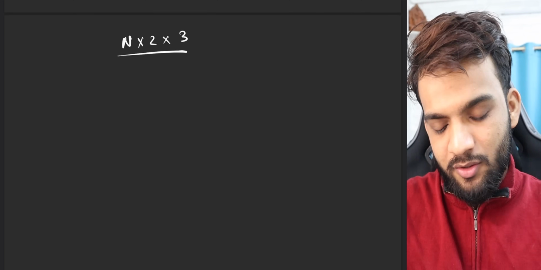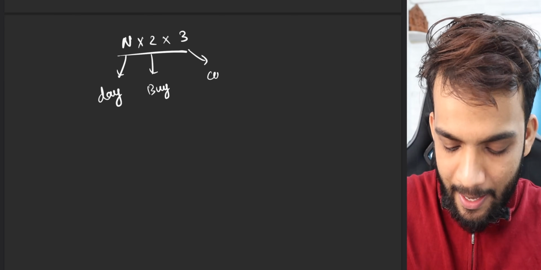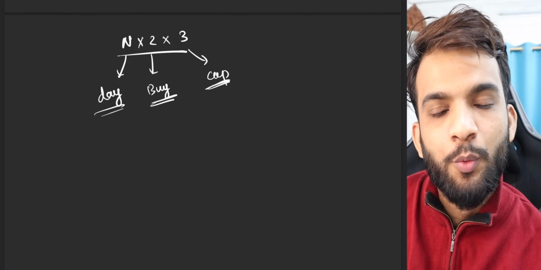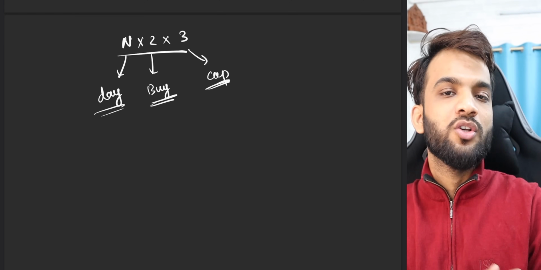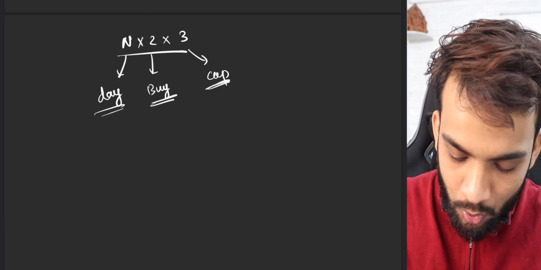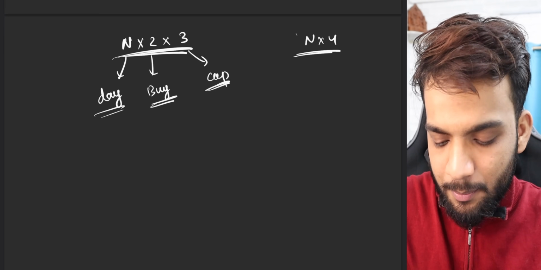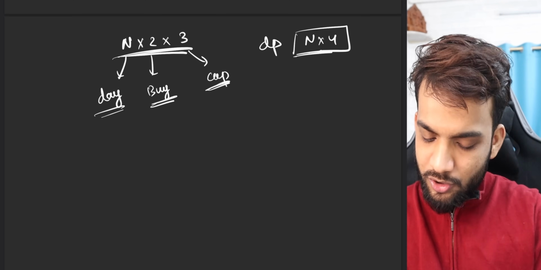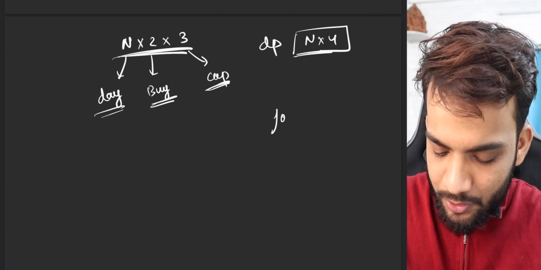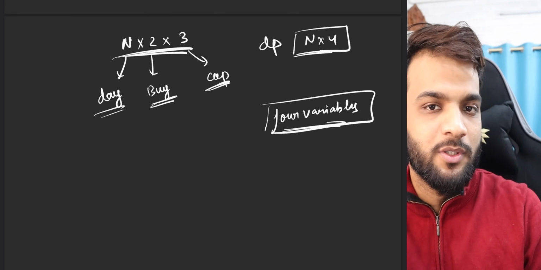So guys, I hope you have understood this solution of memoization, which was n cross 2 cross 3, right? And this was the day or index, this was the buy, and this was the cap on the transactions. So that's one of the ways to do it. But if you go to the discussion forum, or go across solutions on different sites, you'll see there are a couple of other solutions which are also discussed. One of them is where they do not use this. Instead, they use an n cross 4 DP. That is one of the solutions. And the other one is where they use four different variables.